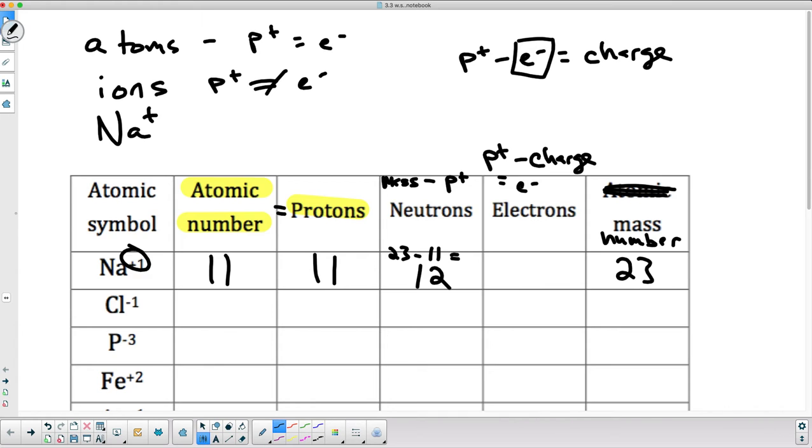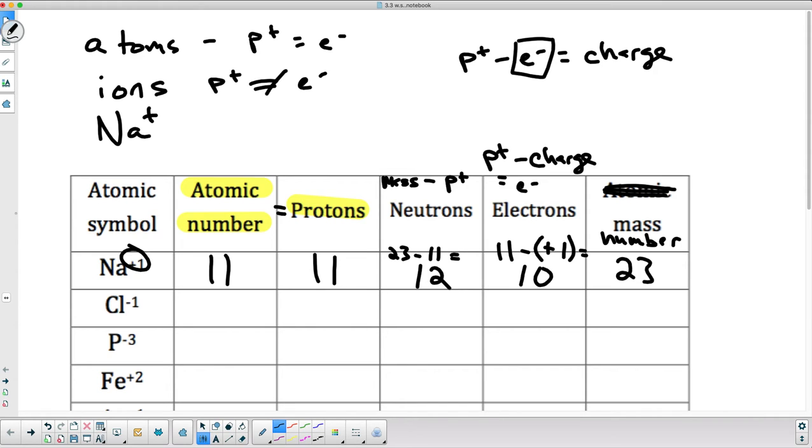What does that mean for sodium? Well, that means that I have 11 protons, and I'm going to subtract a +1. What does that equal? Well, 11 minus a +1, of course, equals 10. You're going to see some of the same numbers in the number of electrons. You're going to see it happening over and over and over again. So let's take a look at the second one.